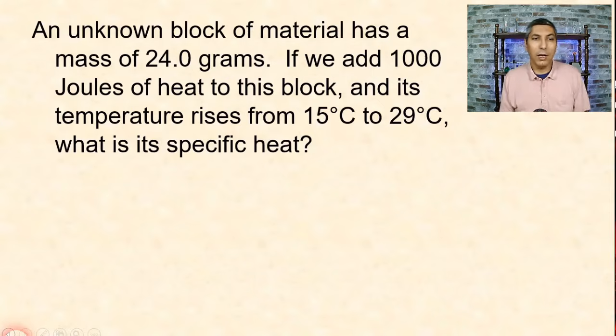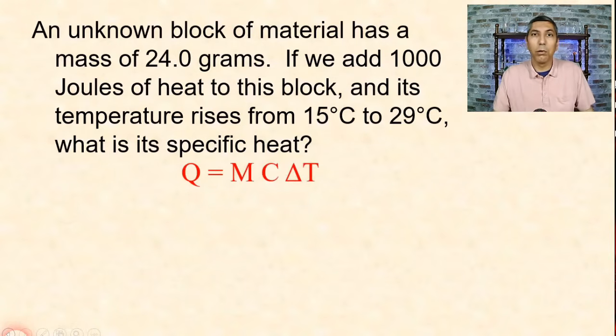Here we have an unknown block of material that has a mass of 24.0 grams. If we add 1,000 joules of heat to this block, and its temperature rises from 15 degrees Celsius to 29 degrees Celsius, what is its specific heat? So once again, we're going to use Q equals MC delta T. We're going to plug and chug using that equation.